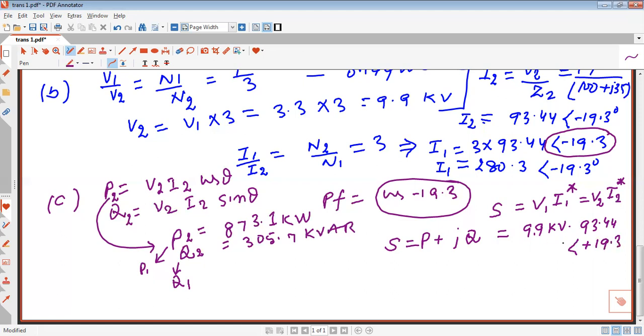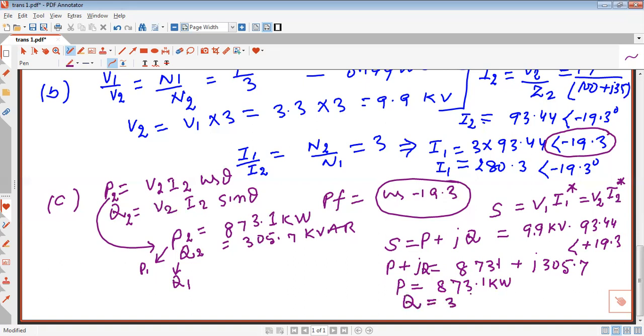So we have to multiply this whole thing and we will get 873.1 plus J305.7. So this is P plus JQ. So from here also we equate the real part with the real part, so P is 873.1 kilowatt and Q will be equal to 305.7 kVAR, kilovolt ampere reactive. So directly we can use this relation also.